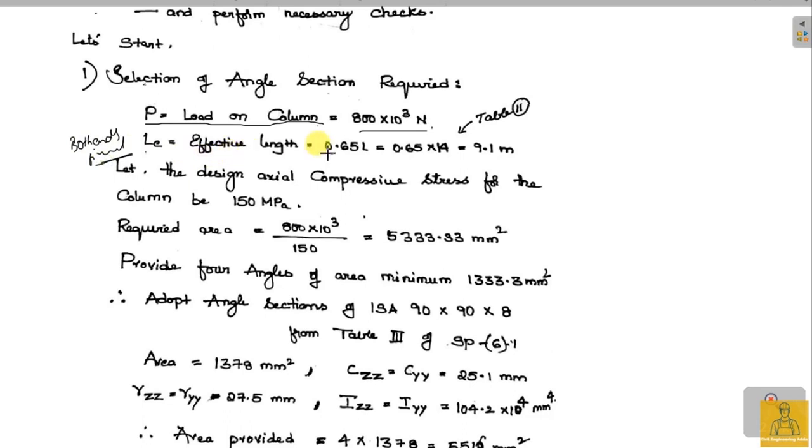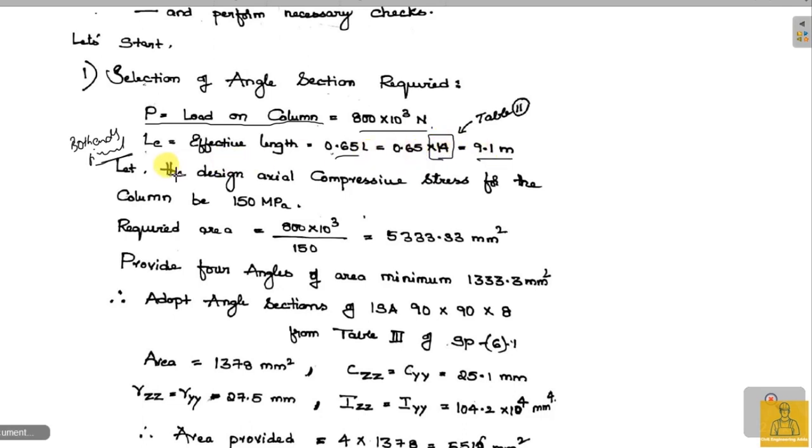So what is the effective length? 0.65 L. Of course, you can get these values of effective length from the code book, and I am going to give the table for the different end conditions. The effective length when both ends are fixed is 0.65 L. The length of the column is 14 meter, so 0.65 into 14 gives you 9.1 meter or 9100 mm.